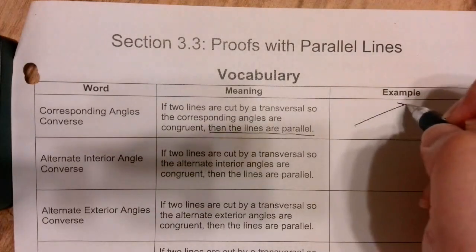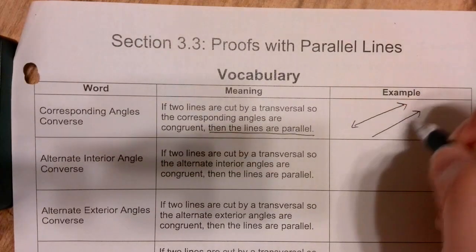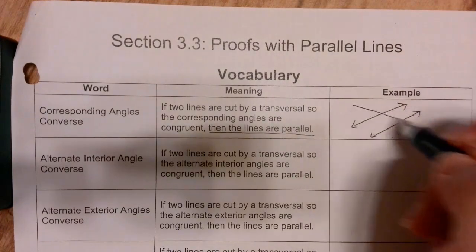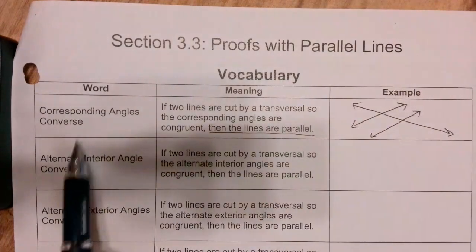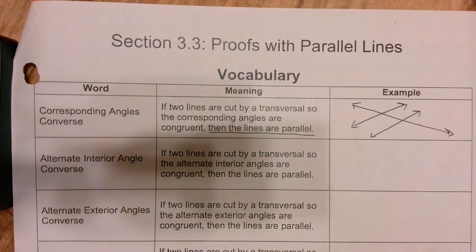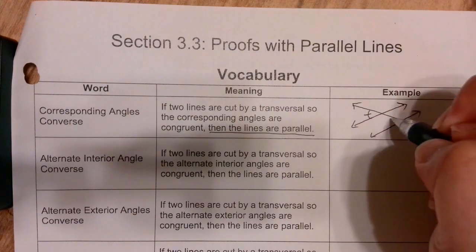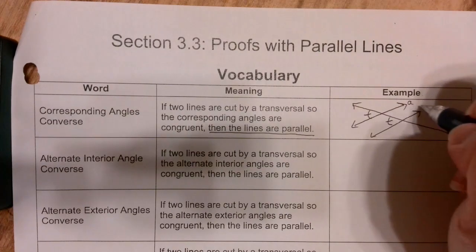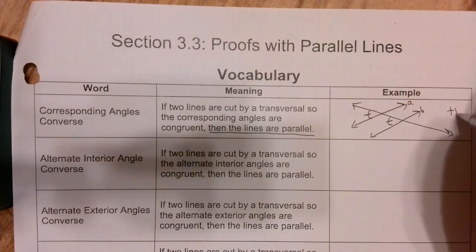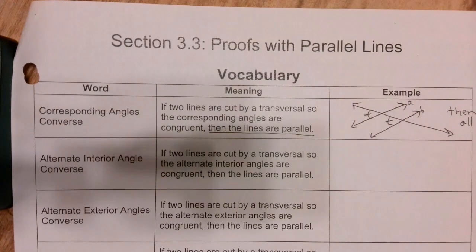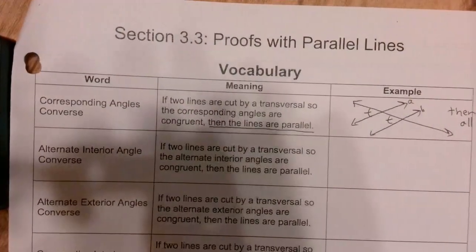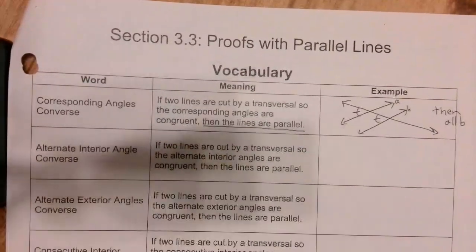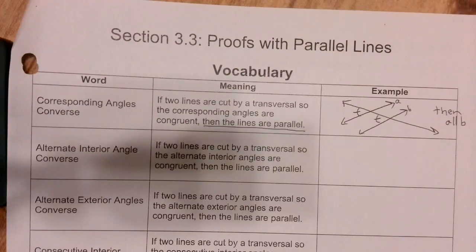So it says if you have two lines and the transversal and the corresponding angles are congruent, maybe this angle and this angle are equal, let's call this line A and line B, then A is parallel to B. If the corresponding angles are congruent, then the lines are parallel, guaranteed.